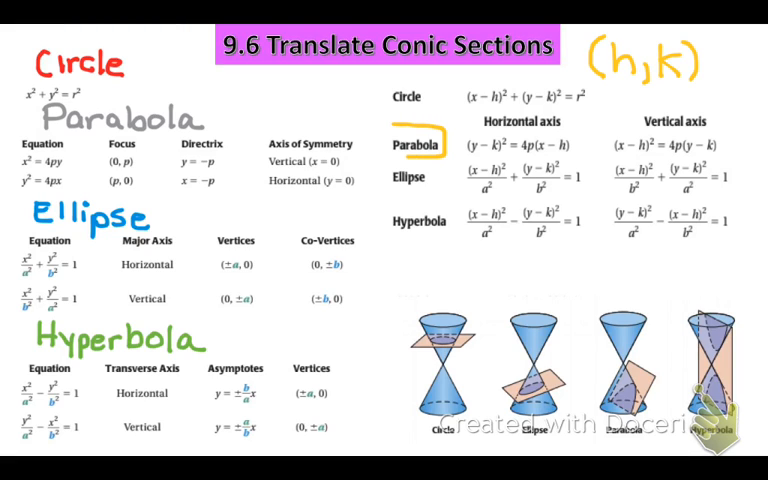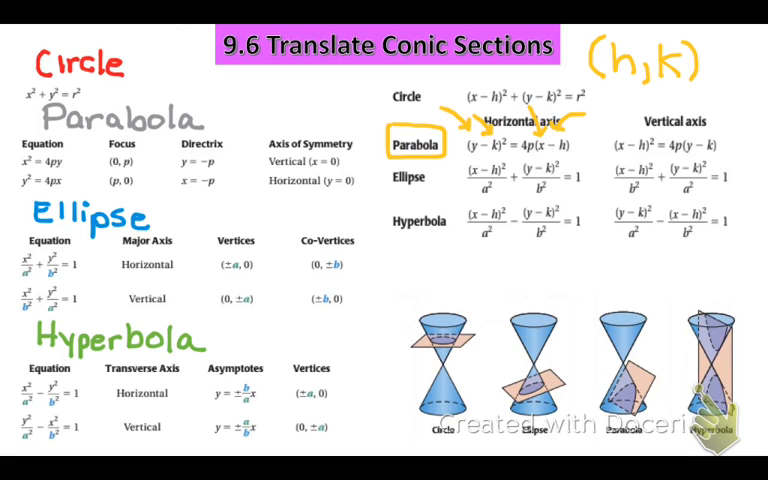We'll just look at the parabola for a moment. So we have y is paired with the k, that's an up and down motion, and the h is paired with the x, which is left and right.